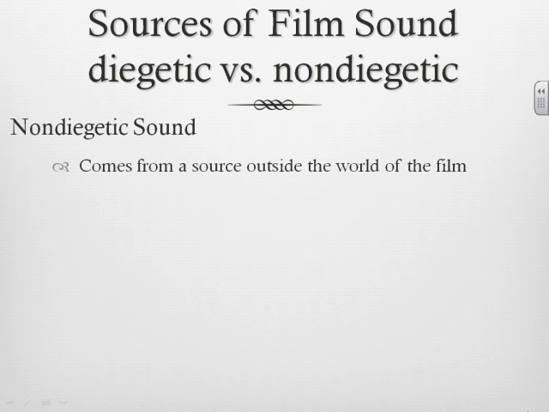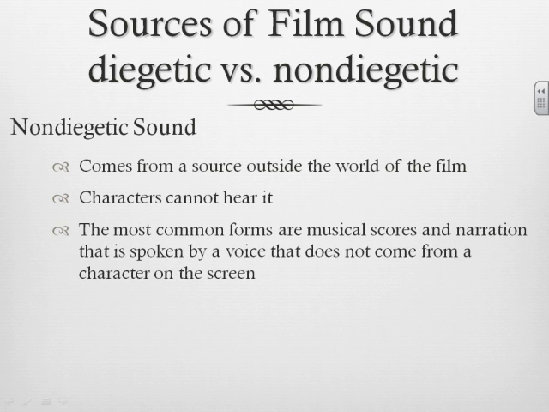Non-diegetic sound comes from a source outside the world of the film. The characters cannot hear it. The most common forms are musical scores and narration that is spoken by a voice that does not come from a character on the screen.